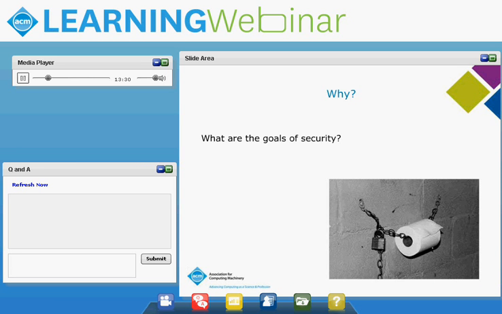So what are the actual goals of security here? Why is it that we're doing what we're doing? Well, obviously, there's the idea of protection, both of people and of assets. But beyond that, there's also assurance. You want to be able to assure other parties that, yes, systems are being protected.